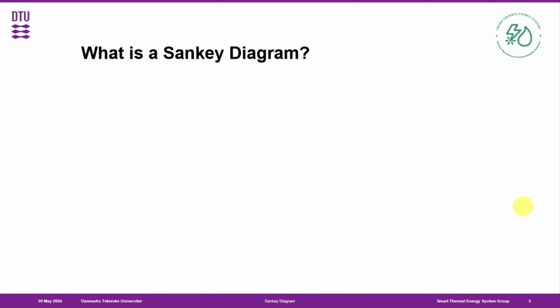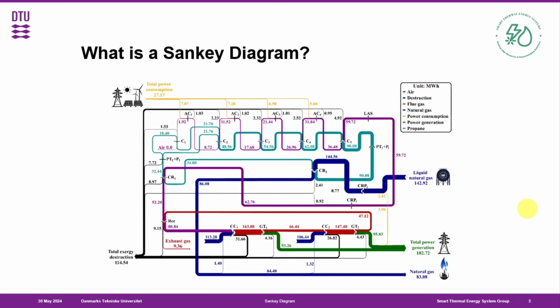Arrows or bands are used to show the flow and distribution of resources, energy, or data. For example, in this photo, the exergy rate in a specific cycle is shown. We can easily compare the amount of exergy rate and exergy destruction in each component.